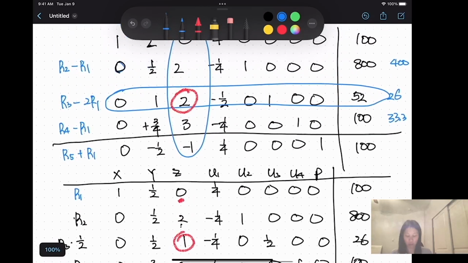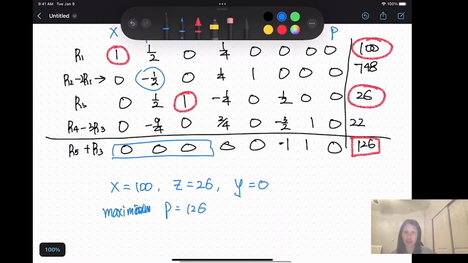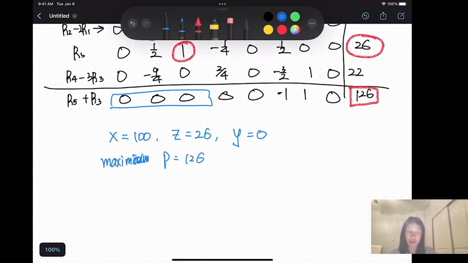So what does X represent? X represents the number of ham sandwiches. Z represents the number of veggie sandwiches. That means when we have 100 ham sandwiches and we make 26 veggie sandwiches, we will make the most sandwiches out of the ingredients that we were given. Okay, so that's it for this example. Let me know if you have other questions.